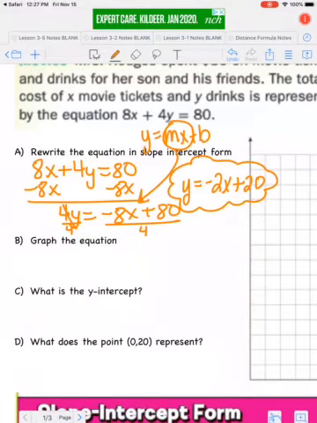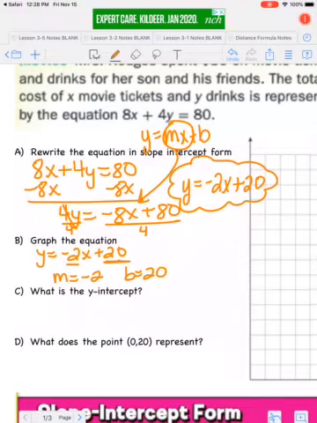Letter B is to graph the equation. So in slope-intercept form, we know our m is our slope, so m is equal to -2, and our b is equal to 20, and our b is where it crosses the y-axis.